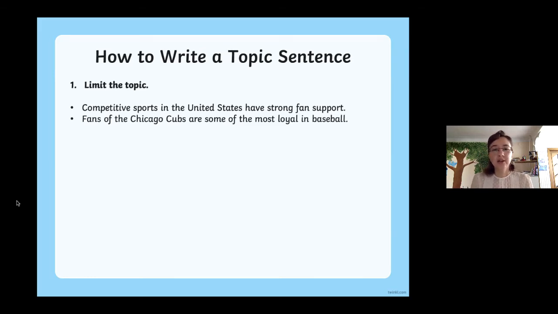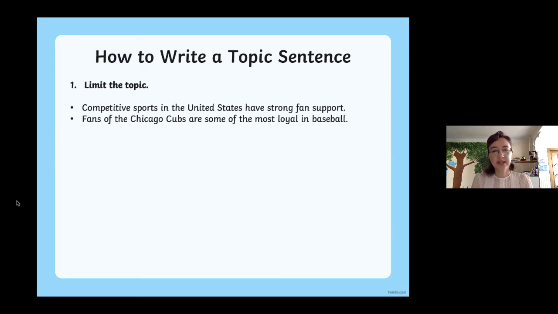So, how to write a good topic sentence? I'm going to give you now 3 tips. First one, limit the topic. In a single paragraph, we can't write about everything on a wide scope. We need to narrow the scope to make it manageable and to make it clear and vivid for the reader. That's why very general topics will not do for a paragraph.